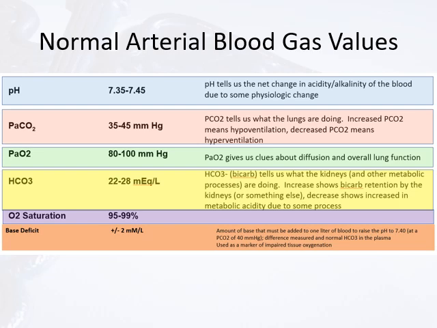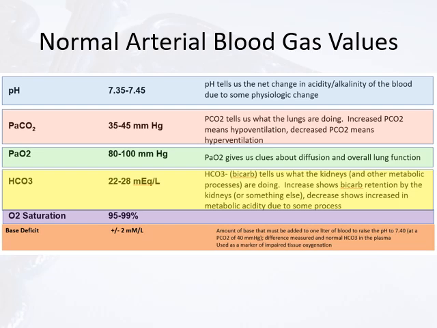Next is HCO3, which is bicarb, with normal values of 22 to 28 milliequivalents per liter. Bicarb tells us essentially what the kidneys are doing and some of the other metabolic processes as well. An increase tends to show bicarb retention by the kidneys, often as a compensatory mechanism for an increase in acidity from hypoventilation from CO2. A decrease in bicarb often shows metabolic activity due to some other process.